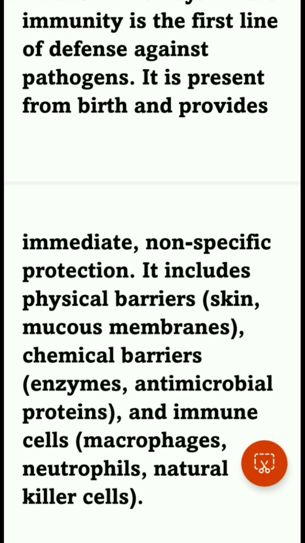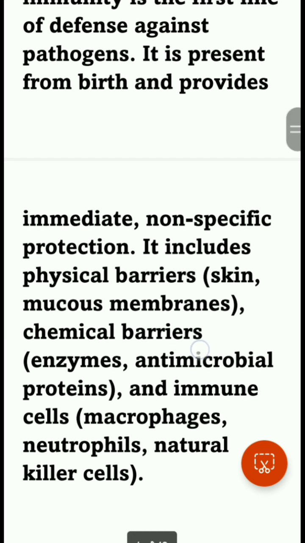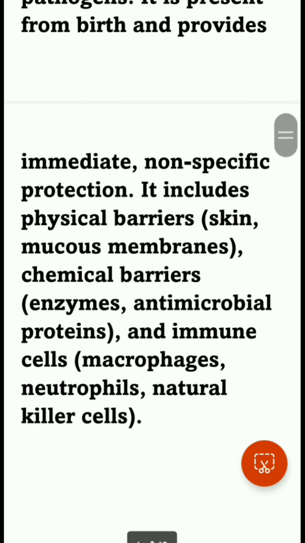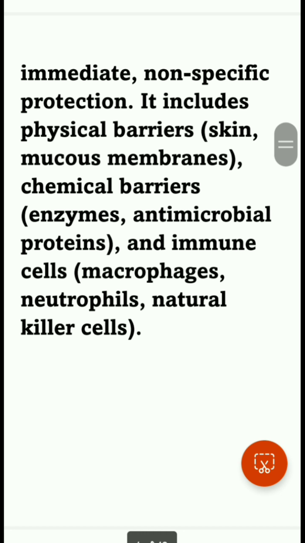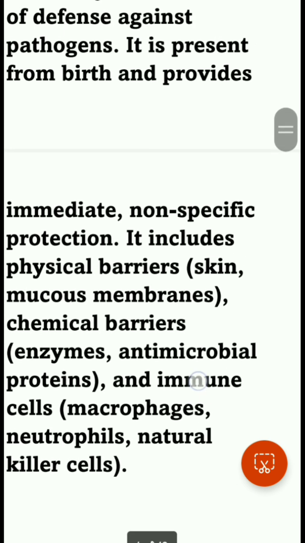It comes by birth, and it includes physical barriers such as skin, mucous membranes and chemical barriers such as enzymes, antimicrobial proteins and immune cells such as macrophages, neutrophils, natural killer cells. This is about innate immunity.